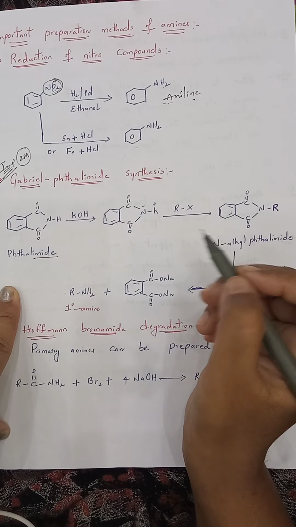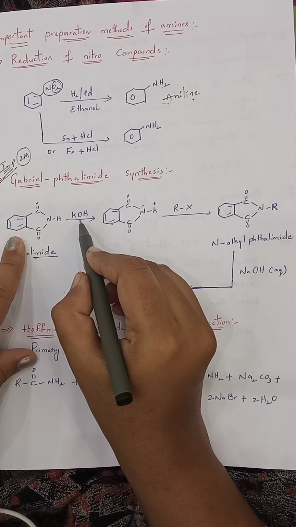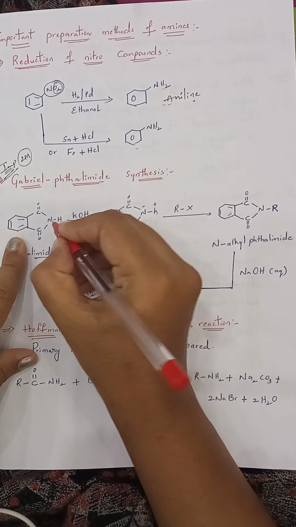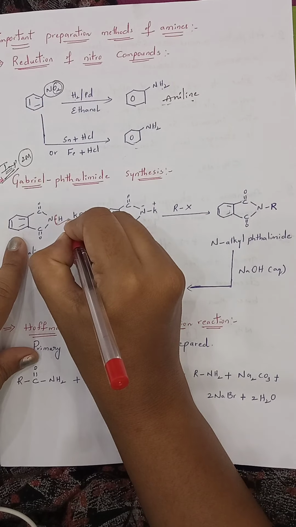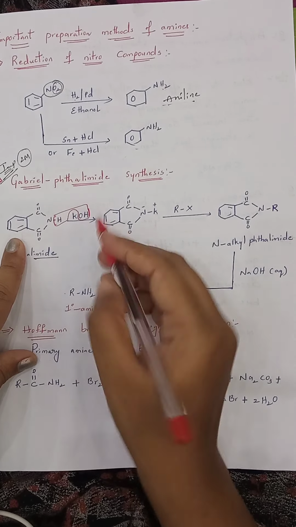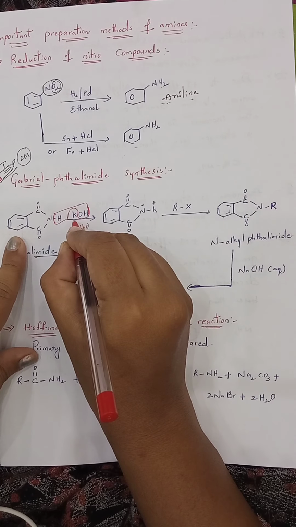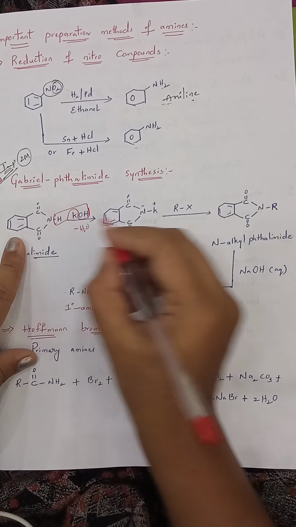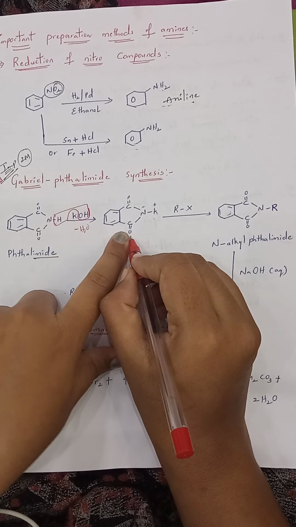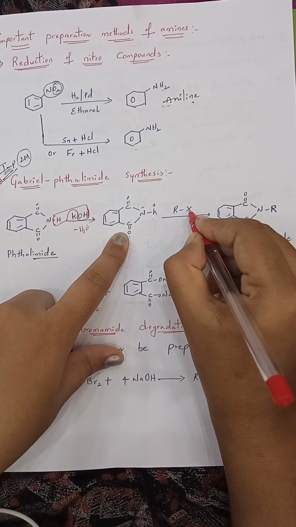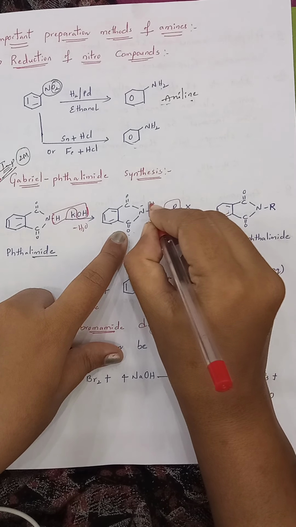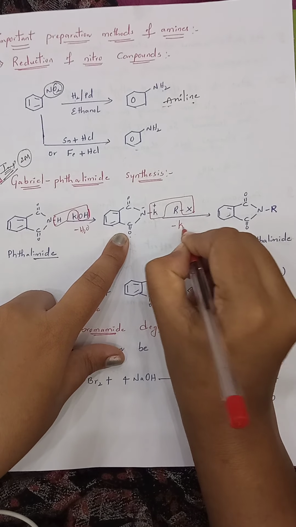This is imide. When this phthalimide reacts with KOH, potassium hydroxide, first, what will happen here? The hydrogen present on phthalimide reacts with the OH of potassium hydroxide and eliminates as H2O. It loses water. Now what is left? Potassium. This potassium is added to nitrogen. We get the potassium salt of phthalimide, which is again treated with RX, that is an alkyl halide. It loses potassium halide, KX.